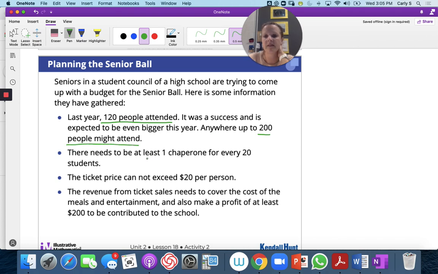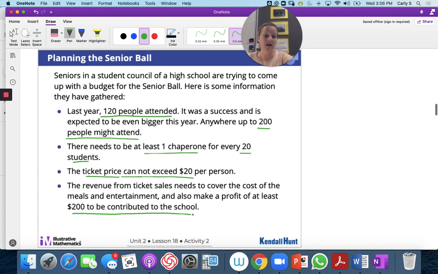There needs to be at least one chaperone for every 20 students. Ticket price cannot exceed $20 per person. The revenue from ticket sales needs to cover the cost of the meals and entertainment and also make a profit of at least $200 to be contributed to the school. All right, that's a lot of information.